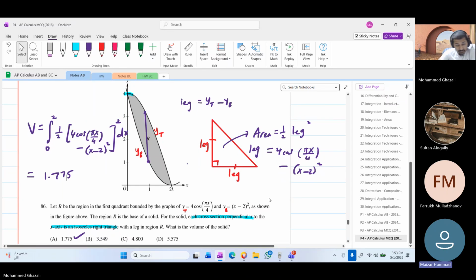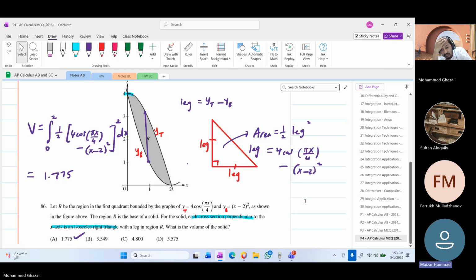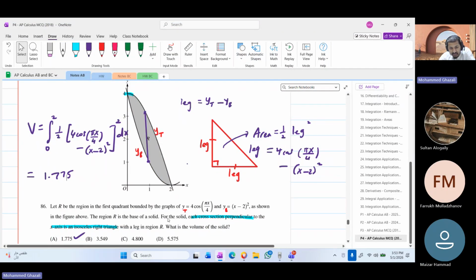There's just one thing I don't understand in the question. I don't understand the leg part. Why is the leg important? We didn't use it for anything. We did. It said for the solid, each cross section perpendicular to the x-axis is an isosceles right triangle with a leg in region R. What's the leg in the region R?